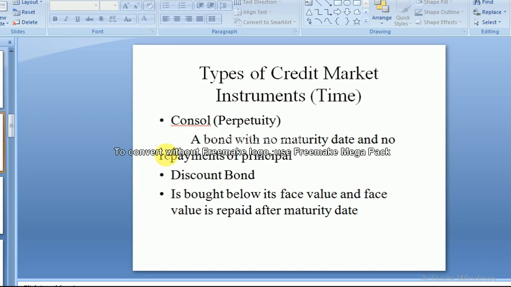Nowadays, dear students, consol bonds are fully redeemed. In the case of a consol bond when it is issued, only coupons are given to the bondholder, and no repayment of the principal is offered to the bondholders.